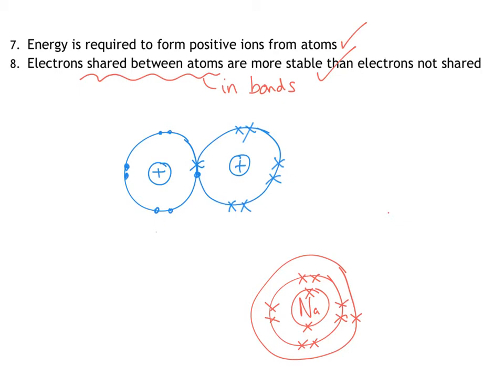So the ones that are being shared, that just means that forming a bond is better than not forming a bond. Things will tend to form bonds. That's why they form things with full outer shells. Not to get a full outer shell, but to get those electrons being shared between two different nuclei.